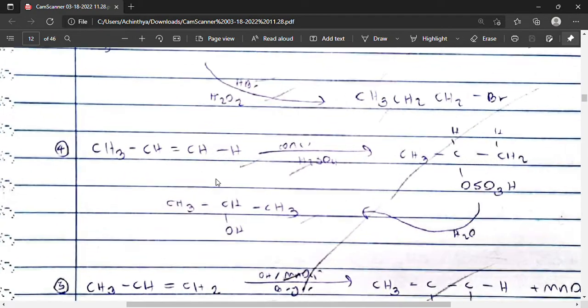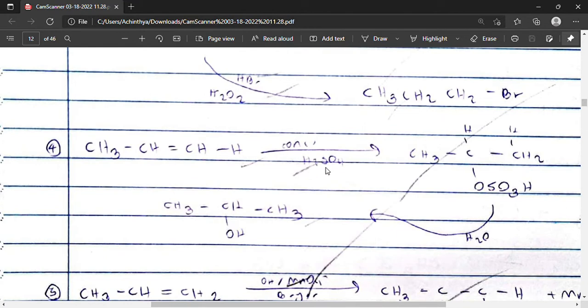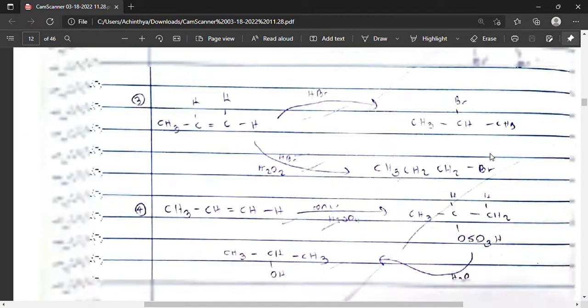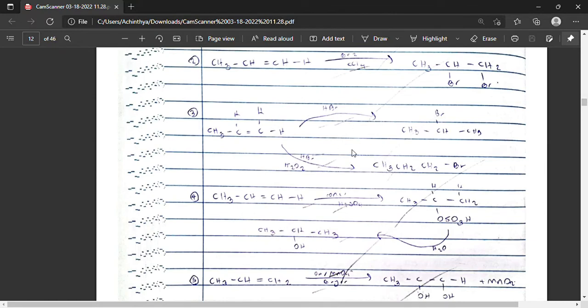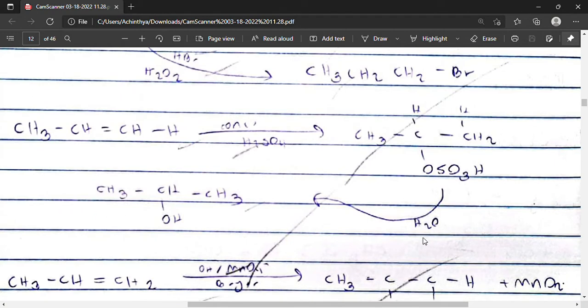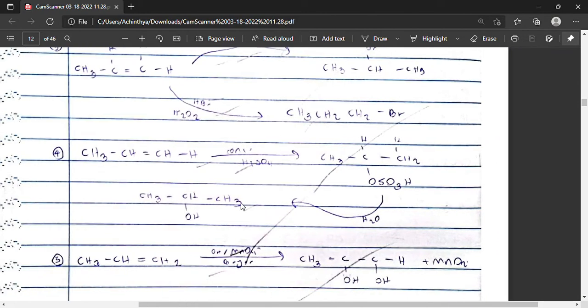If we were to add concentrated sulfuric acid to an alkene, this OSO3H group will add to the most stable carbon, while hydrogen will add to the less stable carbon, just like over here, via Markovnikov's rule. But if we were to add H2O, we will discuss the mechanism later, this OSO3H group becomes an OH group. So far so good.